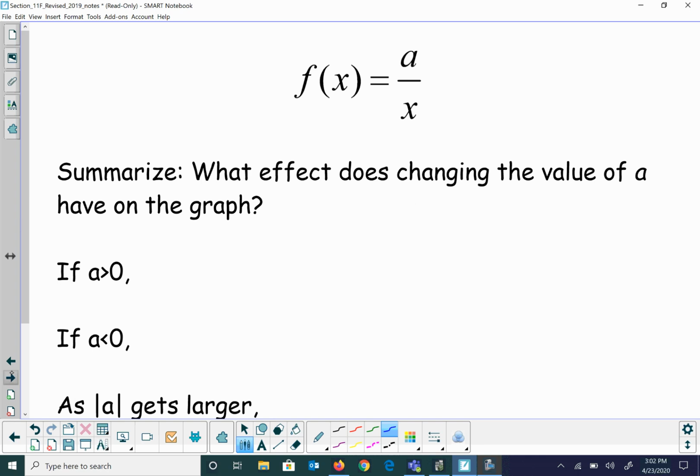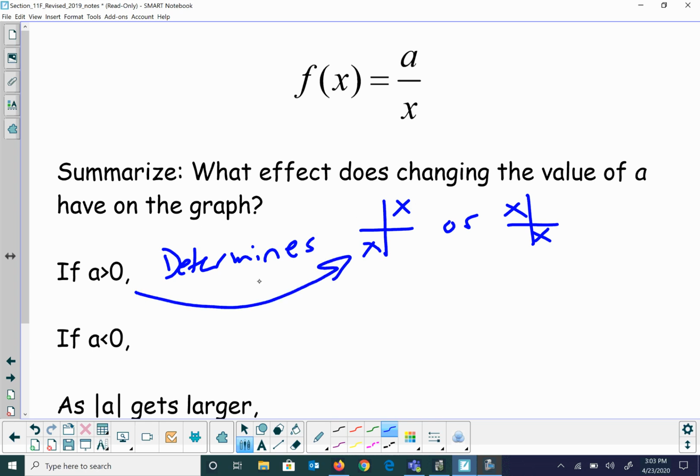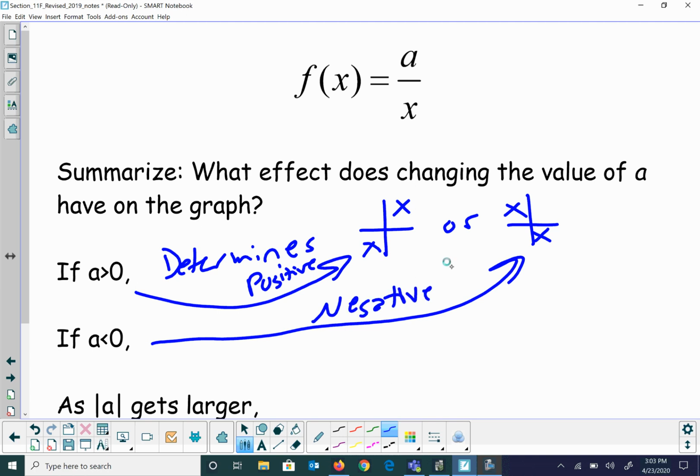Okay, so summarize with the effects. So the a value pretty much determines, does it happen here and here, or does it happen here or here? Okay, so if a is greater than 0, so it's positive, it's this one. If a is less than 0, so it's negative, it looks like this graph. And obviously it's not x's in there, it'd be this and this and this and this for our graphs.